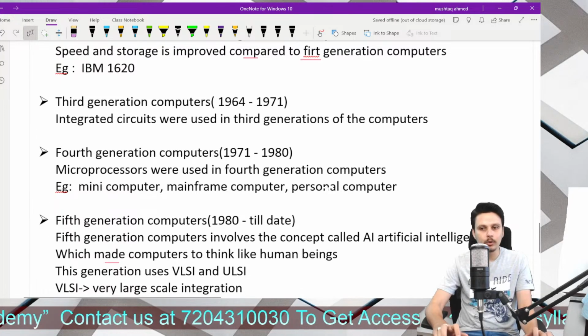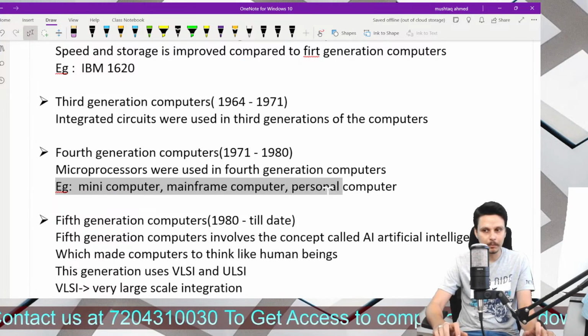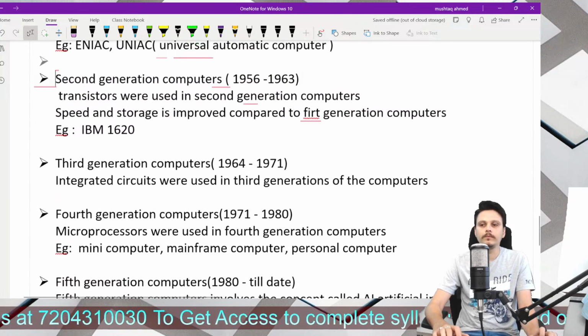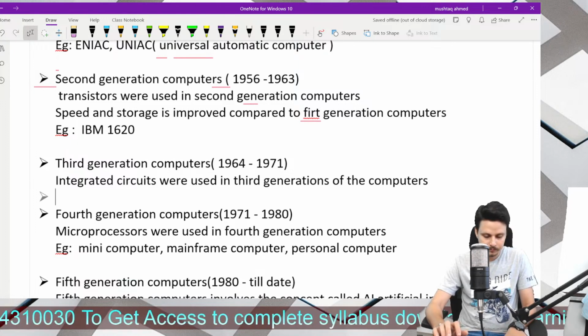They will not ask you the example because the fourth generation of the computers has so many examples. So this is all about the generations of the computers.